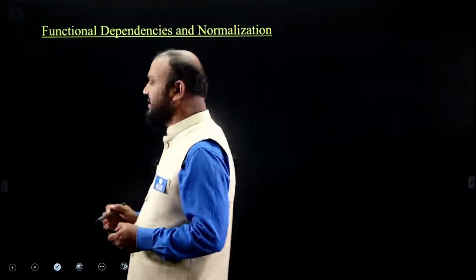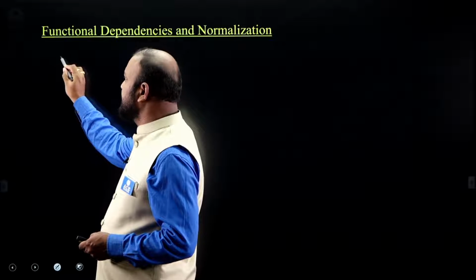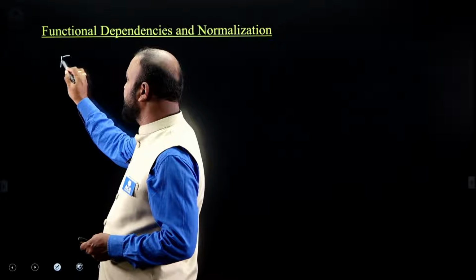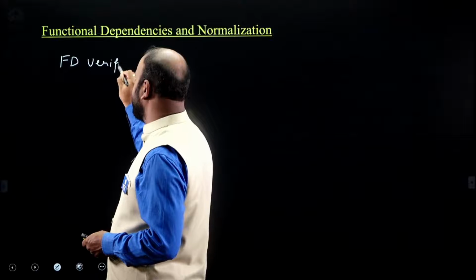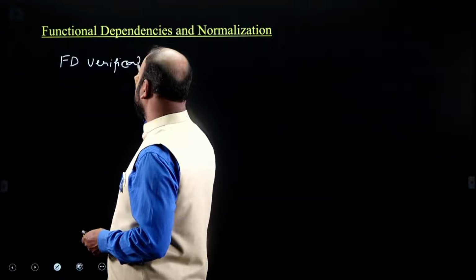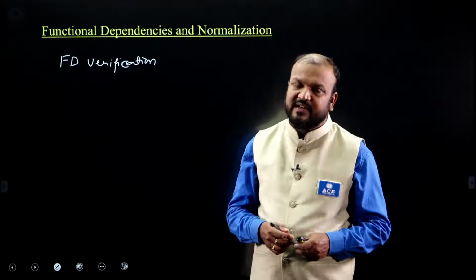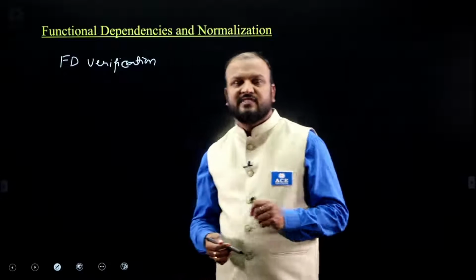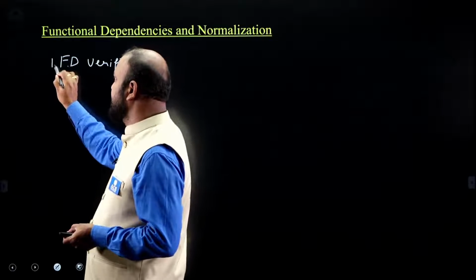Coming to the next chapter, functional dependencies and normalization. This is an important chapter. Questions were asked on verification of functional dependency, FD verification. This is one question: you will be given a relation, meaning a table, and a set of dependencies, and asked to find which dependency is satisfied and which is not satisfied. That kind of questions are asked. This is one.